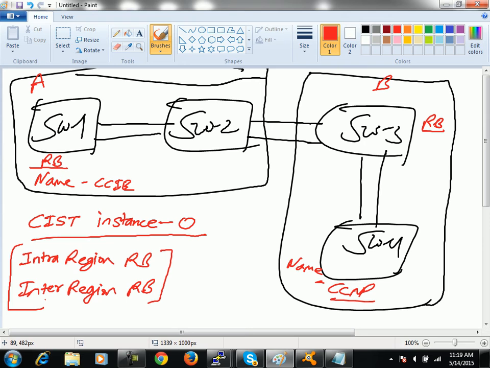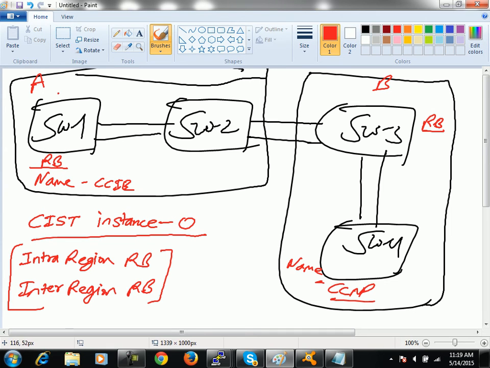So now, let's say in region A, switch 1 has been elected as a root bridge, right? In region B, switch 3 has been elected as a root bridge. And now finally, there will be an election between switch 1 and switch 3 for the inter-region root bridge. The switch which has the best bridge ID will be elected as the root bridge for inter-region, for CIST. And it will be either switch 1 or switch 3. So who is going to be elected as inter-region root bridge in this case? For instance 0, switch 1, because it has its priority as 0, right? Whereas switch 3 has 32768.